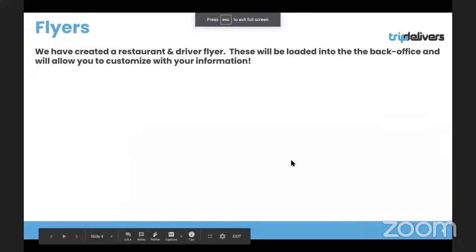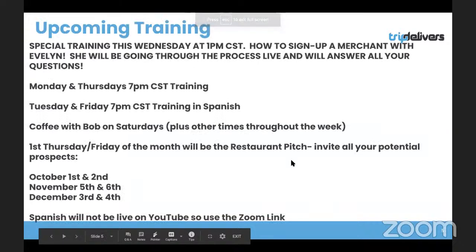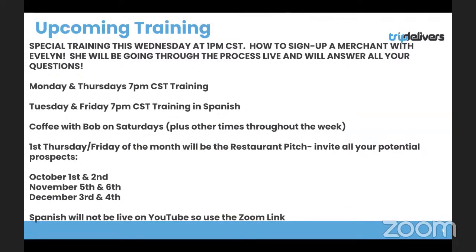And then upcoming training. So we do have a special training this Wednesday at 1 p.m. Central, how to sign up a merchant with Evelyn. So she's going to be going through the process live. She'll answer all your questions. So she's going to start at the refer and earn link, getting that sent to a merchant, the merchant clicking on it, filling it out, and walking through the entire process. So if you don't feel that your skills are quite perfect in that area, or you're getting lots of questions, or you're getting stuck, make sure to join that on Wednesday.